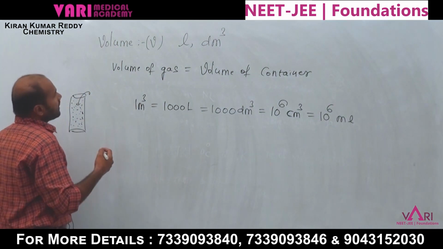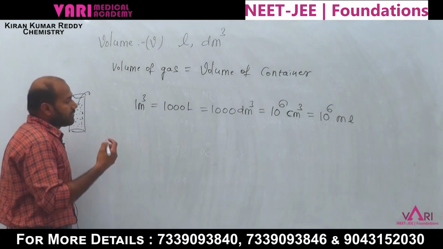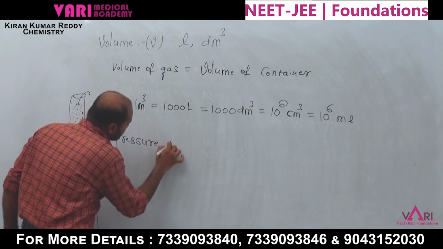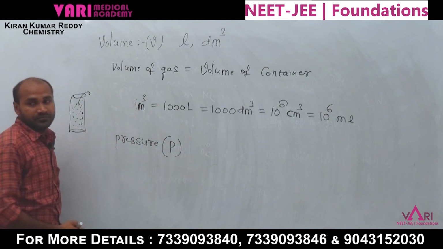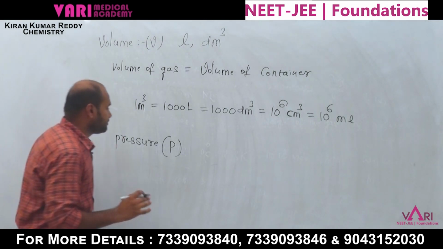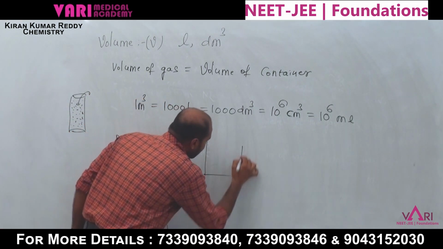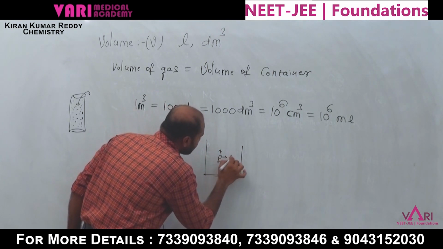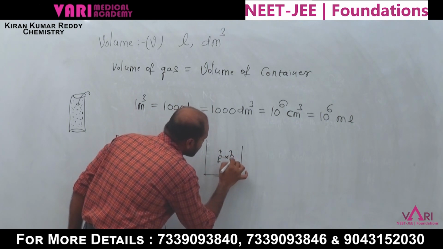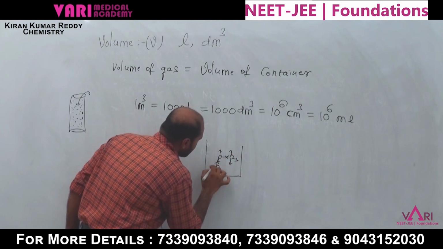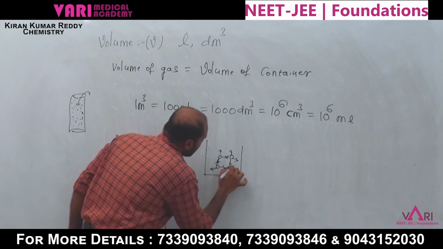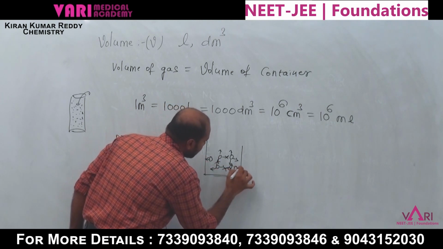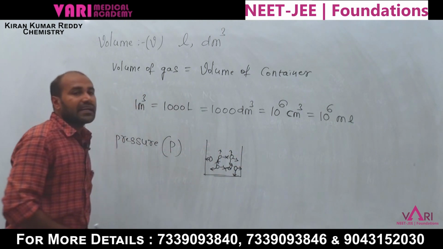Next, another important parameter by which gas can be measured is the pressure. It can be denoted as P. Now I am taking a vessel. In this vessel, the molecules are colliding with each other, one molecule with another molecule. Again, there are collisions with the walls of the container.